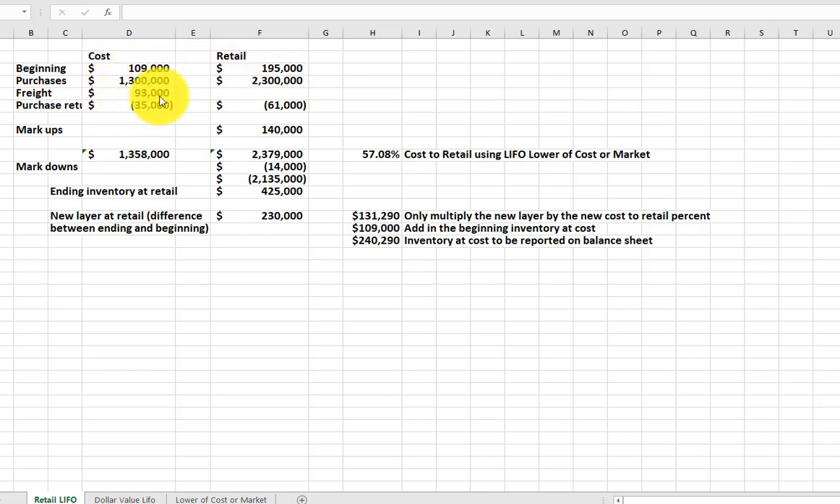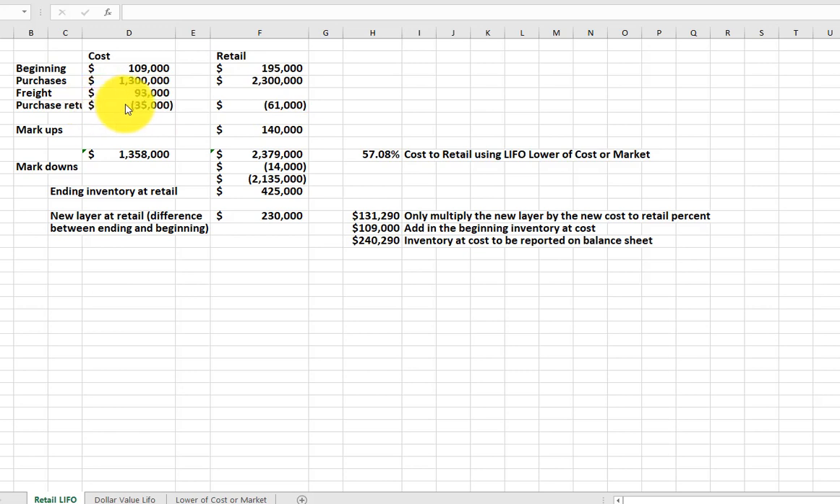Now, in real life, most of this would be done only at year end. We would be tracking day to day everything based on retail. That's the whole point of a retail inventory system. So we have 2.3 million at retail, suggested retail price. The freight obviously doesn't affect retail. Purchase returns that we sent back stuff that cost us 35 but would have had a retail value of 61.